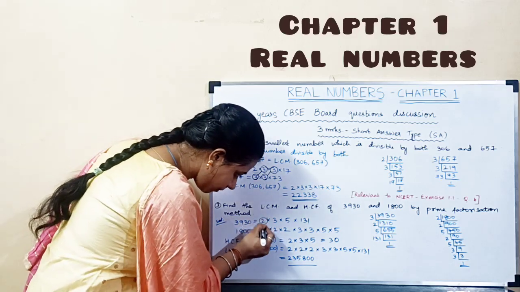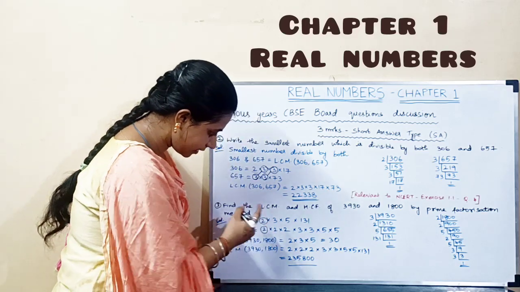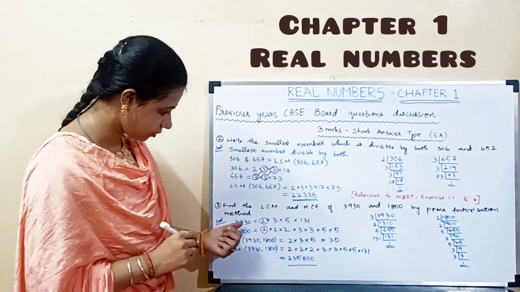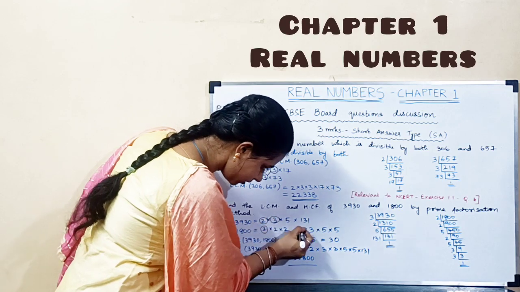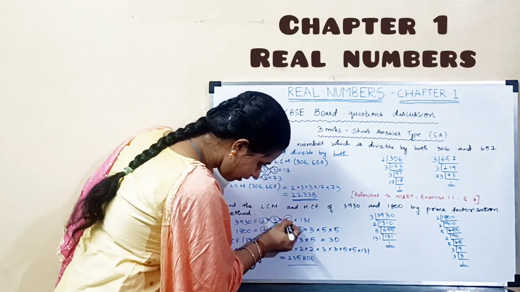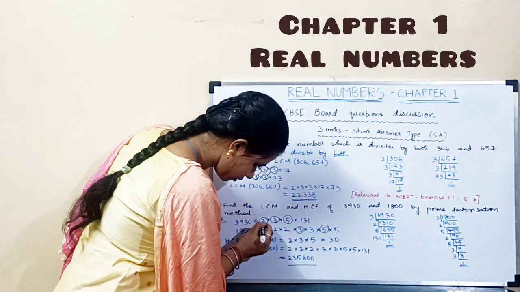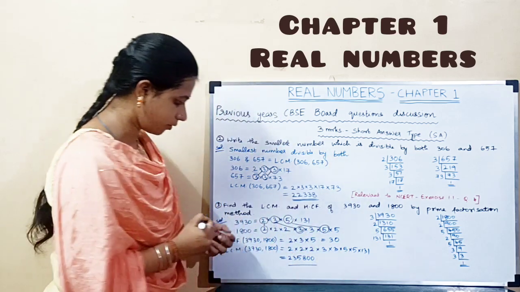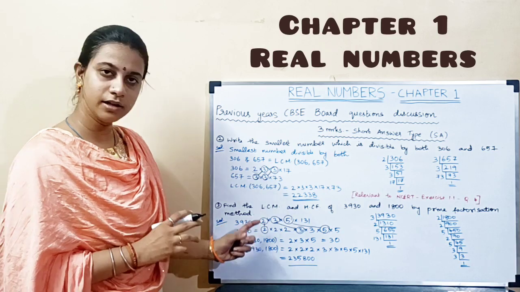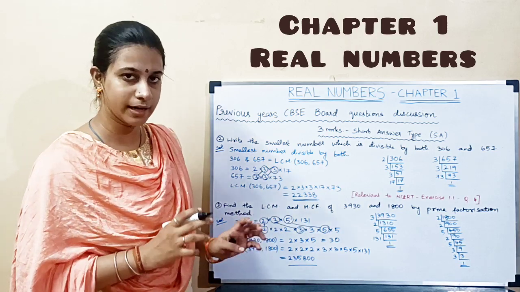So here 2 is common in both. There is no other 2 present in 3930, so we are moving on to the next prime factor. 3 is common, and again 5 is common. Whichever is common we are going to consider only once among the 2, and all other prime factors we will take as they are for LCM.